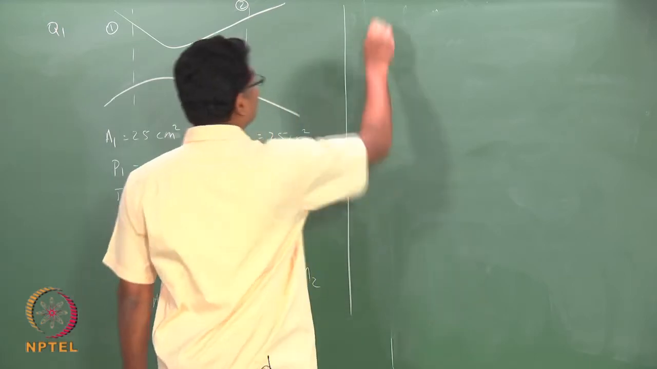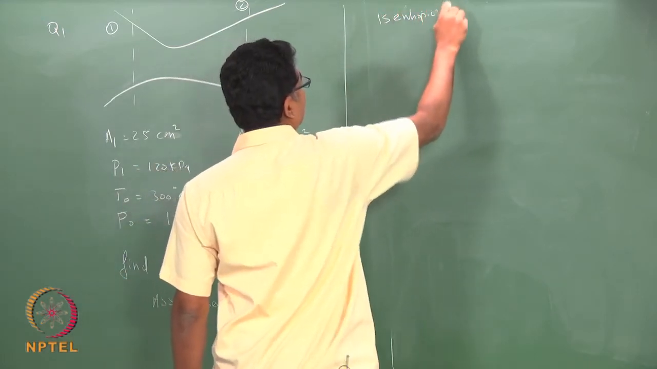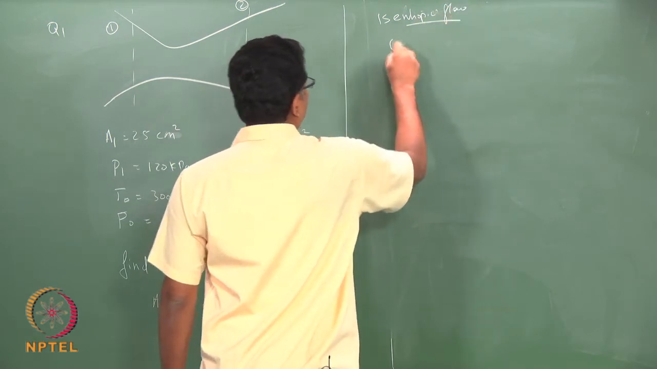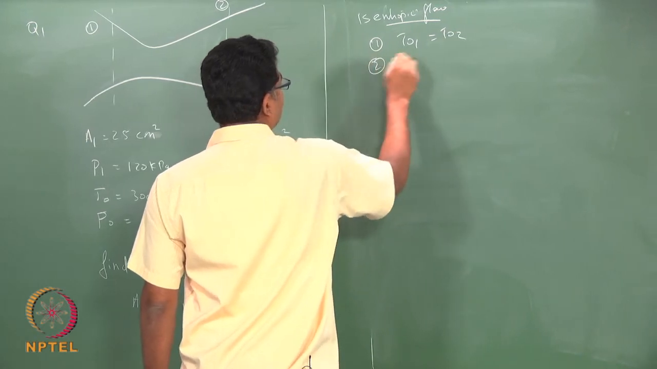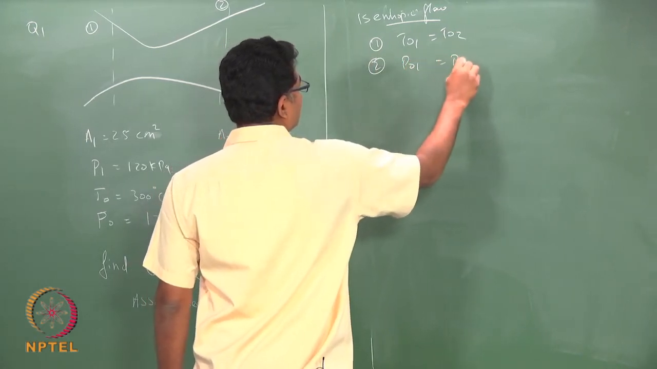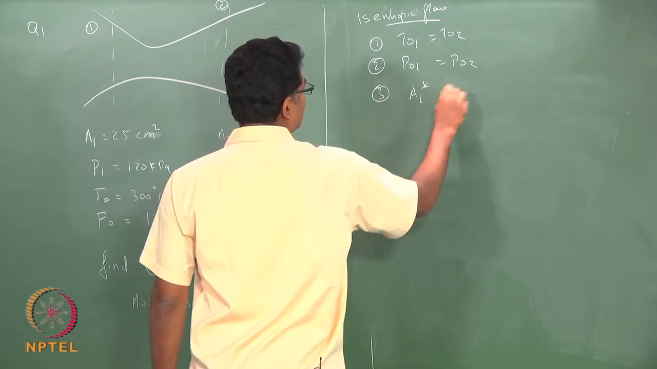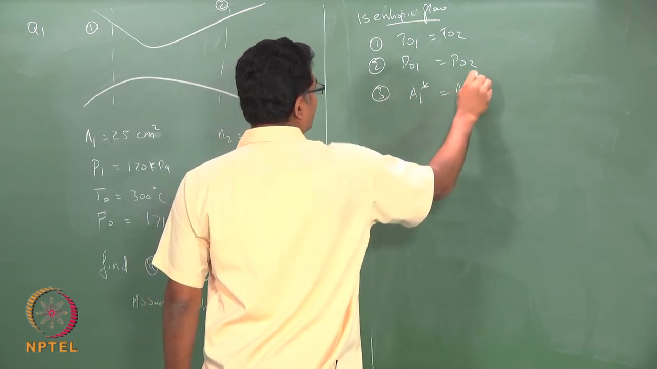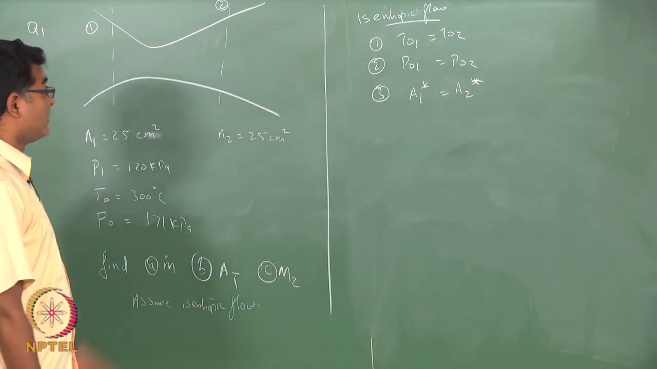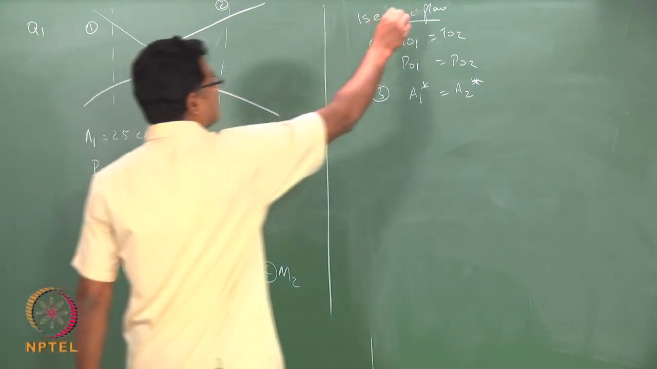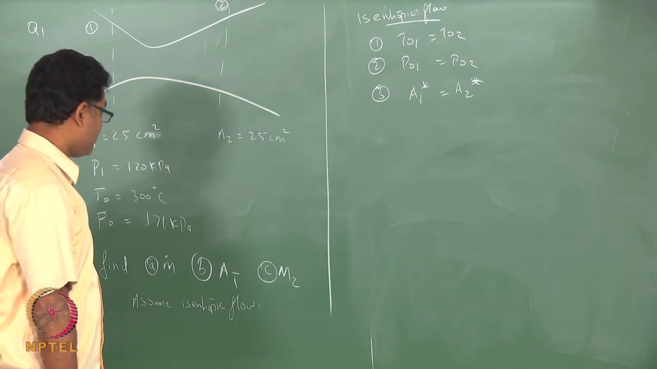So, the moment you know it is isentropic flow, you know three things: T01 equals T02, P01 equals P02, and A1 star equals A2 star. So, these three things are implied when you say isentropic flow. We will use this information to do the problem.